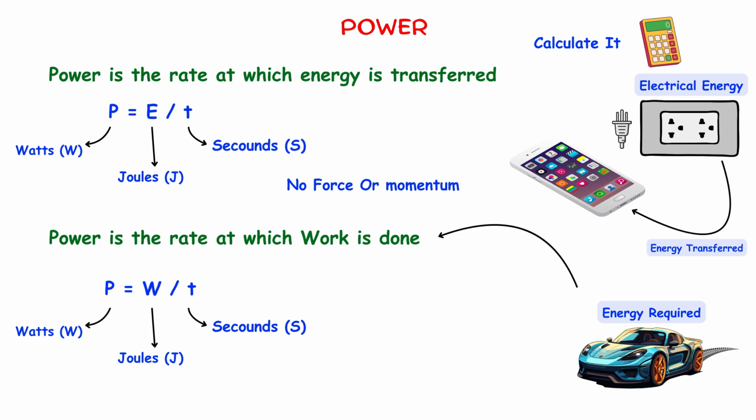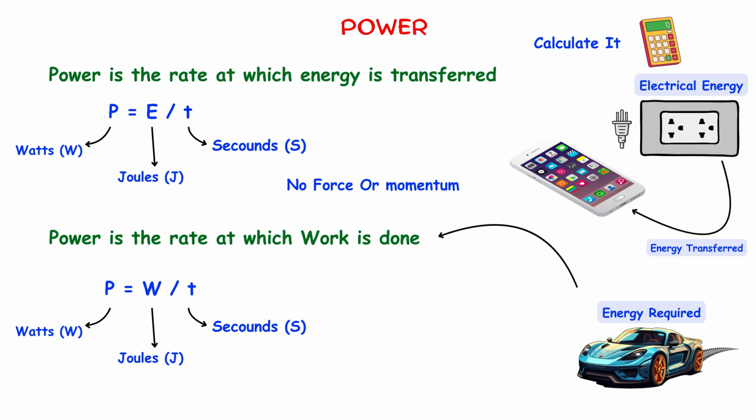For example, if you pushed a car down the road, then the energy that was needed would be referred to as the work done, as you moved it a certain distance. Whereas, if electrical energy was transferred from a plug socket to your phone, we'd refer to that as just energy transferred, since there's no force or movement involved. In both cases, though, power is measured in watts, energy transferred and work done are measured in joules, and time is measured in seconds.